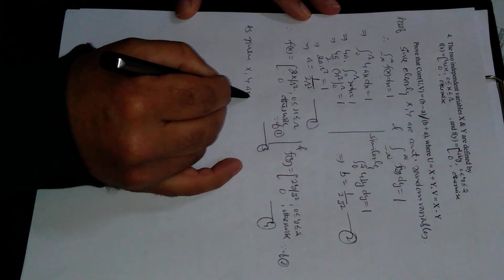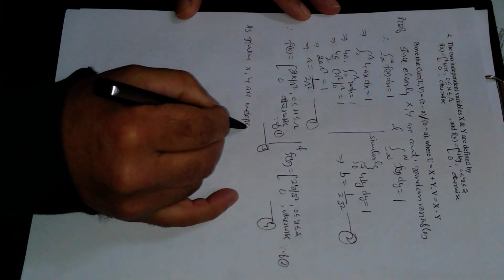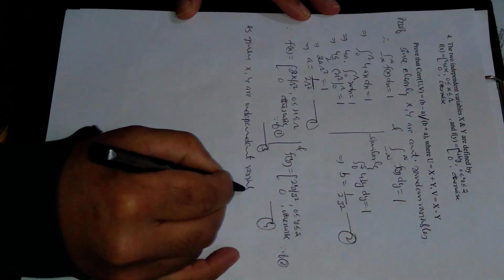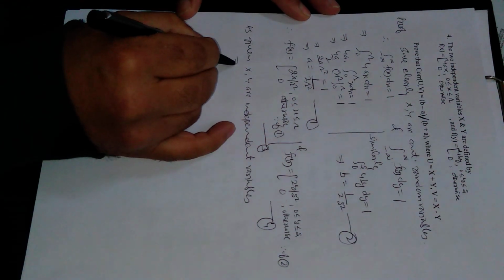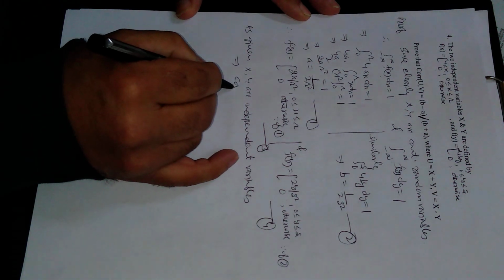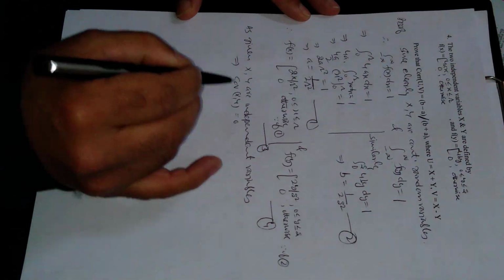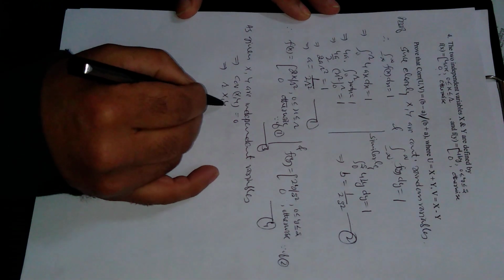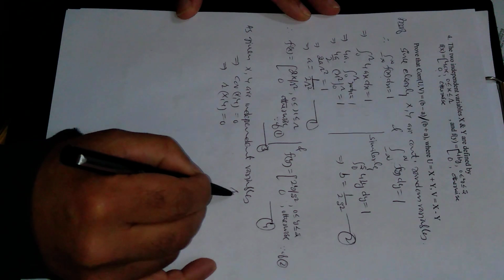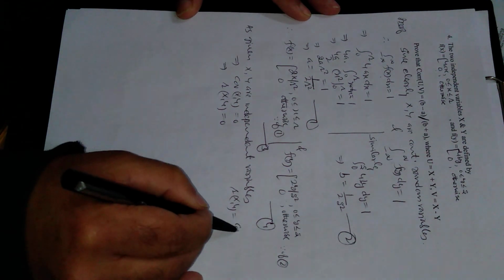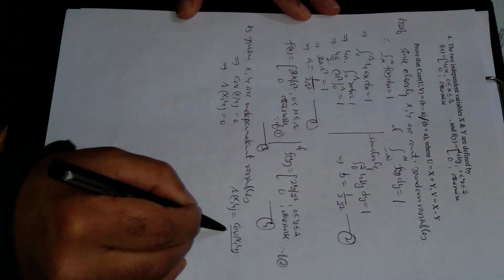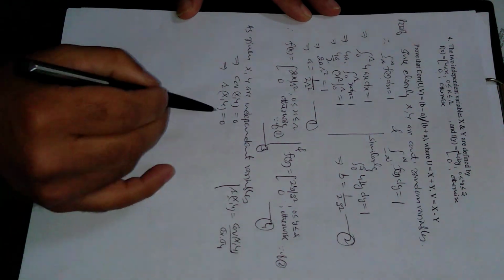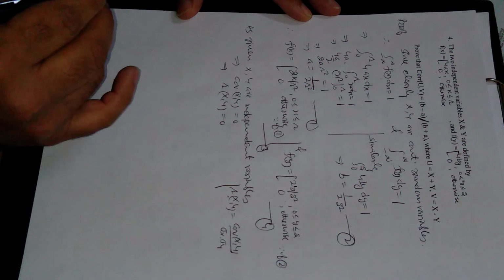X and y are independent variables. This implies if x and y are independent, as we know, the covariance between x and y will be 0. Covariance 0 implies the correlation between x and y will be 0, because r between x and y directly depends on covariance, divided by sigma x and sigma y. If covariance is 0, then the correlation coefficient between x and y will be 0.